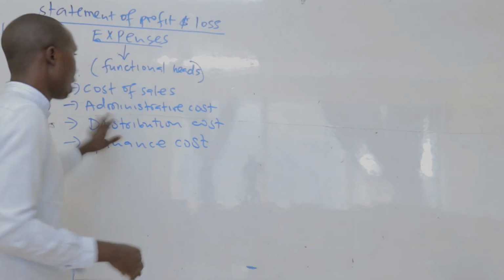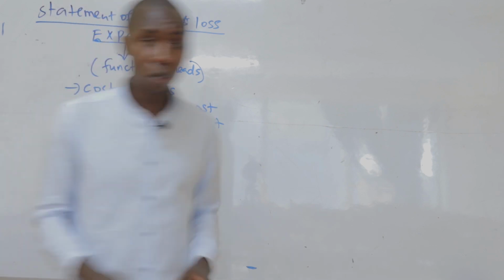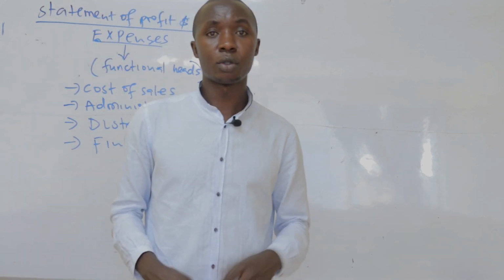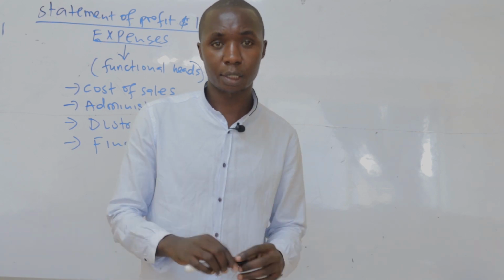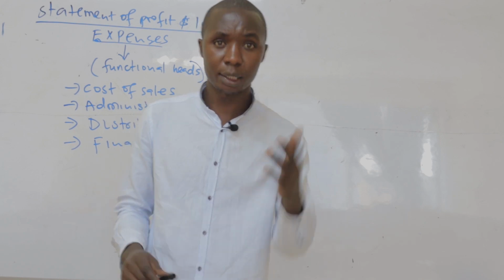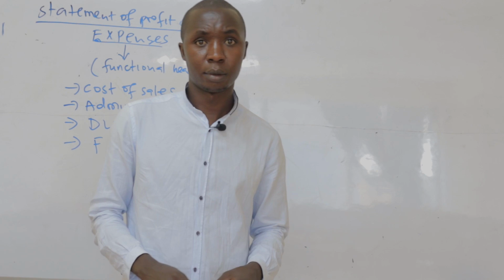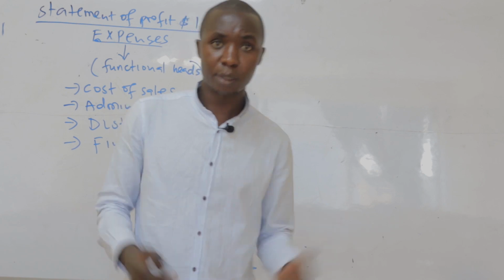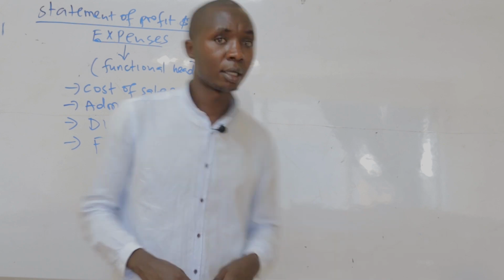Then we have administrative cost. Which are some of the expenses that go to admin? The office-related expenses. Which are these office-related expenses? Like when you are paying your directors, or you are buying stationery. So, expenses related to the office setting.